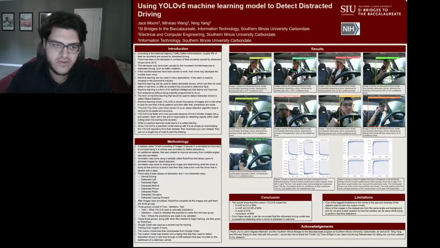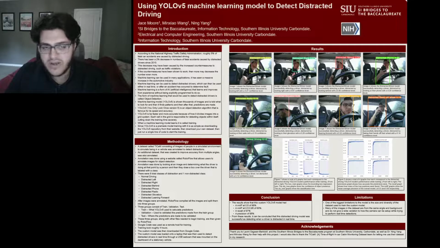So let's get into what machine learning really is. Machine learning is a computer algorithm that is fed data, and then it learns from this data and is able to pick up patterns from the data that it is given. The specific form of machine learning that I used in this research is called object detection. In object detection, the data given to it is pictures, and it finds patterns inside of these pictures and then can pinpoint the patterns.